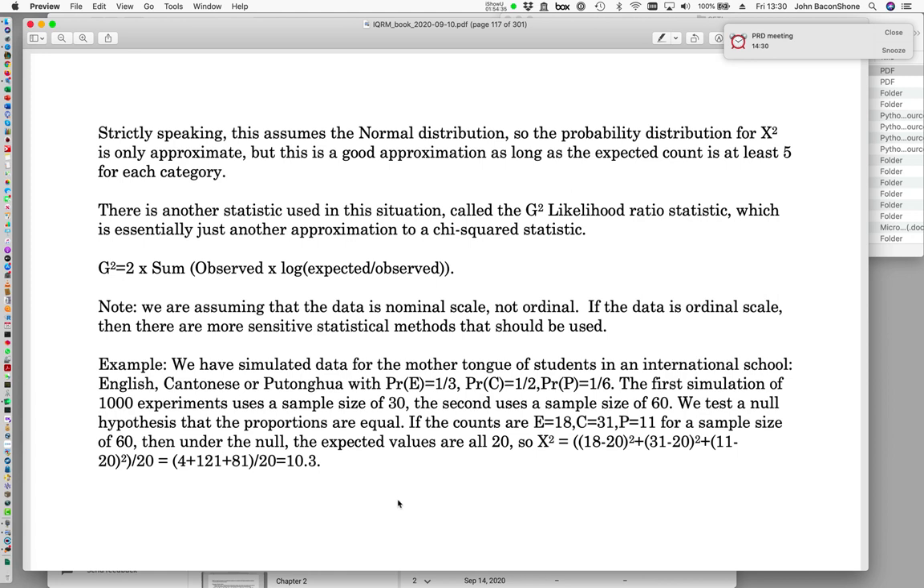So our counts are 18, for example, for English, 31 for Cantonese, and 11 for Putonghua, for a sample size of 60. Then under the null hypothesis, the expected values would all be 20. So the x squared value would be, first of all, (18 minus 20) squared over 20 for English, plus (31 minus 20) squared over 20 for Cantonese, plus (11 minus 20) squared over 20 for Putonghua. You add those all up, you get a value of about 10.3. Okay? That's just showing you how the calculation works. You don't need to do it. We're going to get the computer to do the calculations for us. I just want to illustrate how it works.